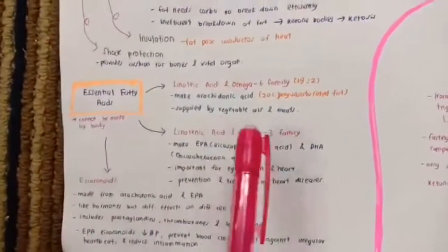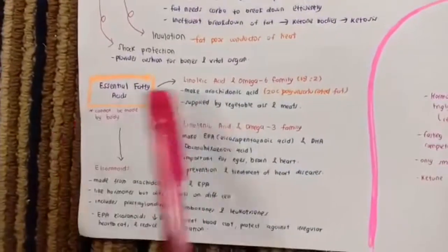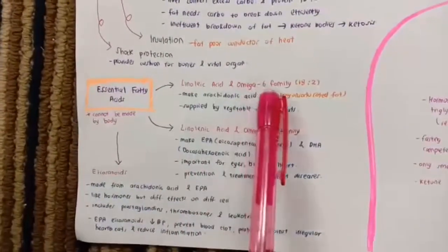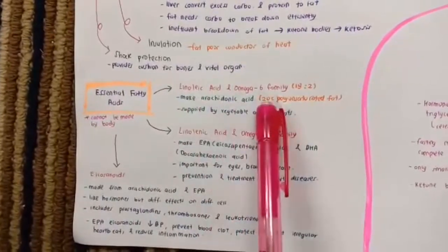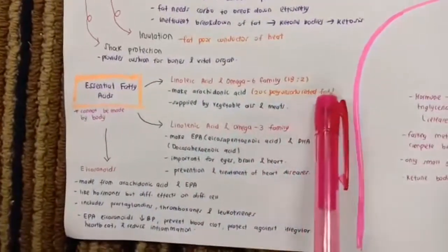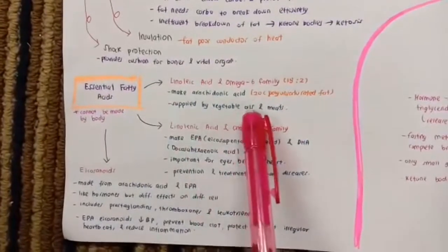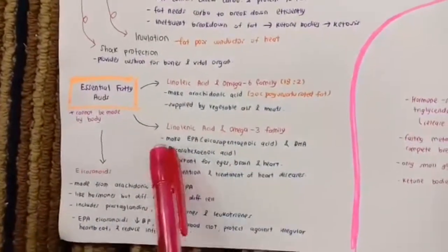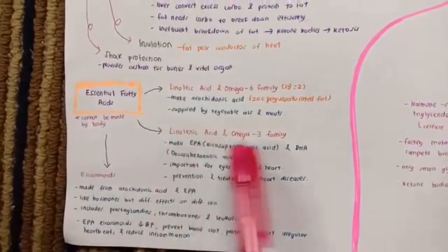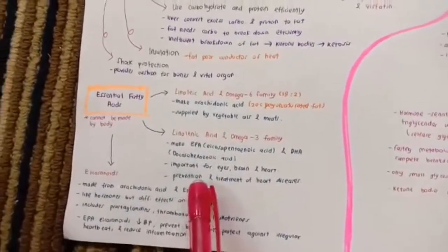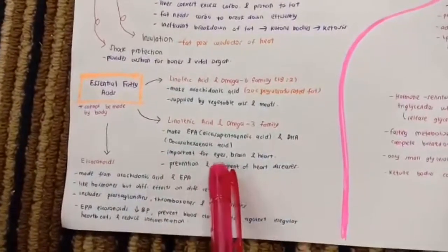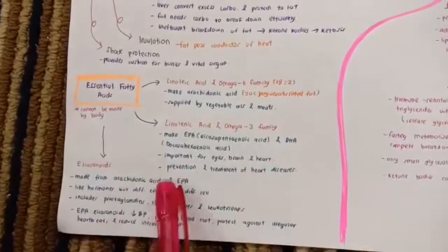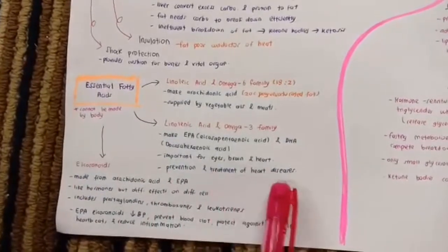Second, we have essential fatty acids. The first is linoleic acid, of the omega-6 family, which can make arachidonic acid, a 20-carbon polyunsaturated fat, and is supplied by vegetable oils and meat. The second essential fatty acid is linolenic acid, of the omega-3 family, which can make EPA and DHA, and is also important for eye, brain, and heart. It helps prevention and treatment of heart disease.